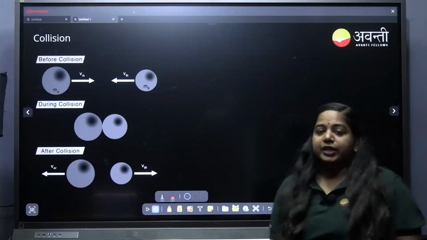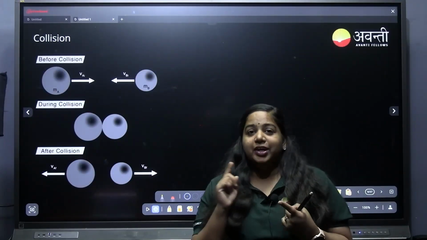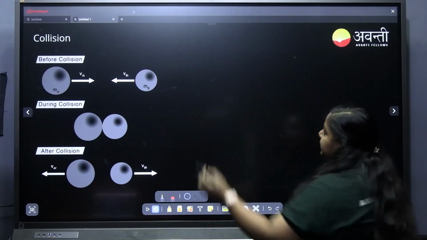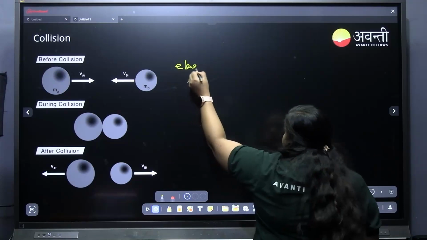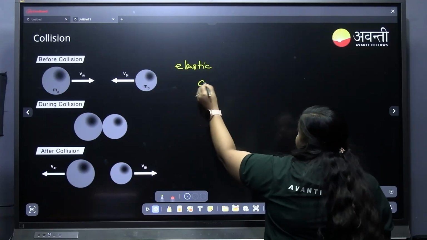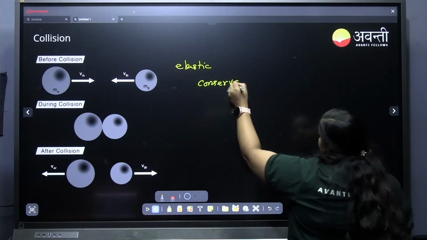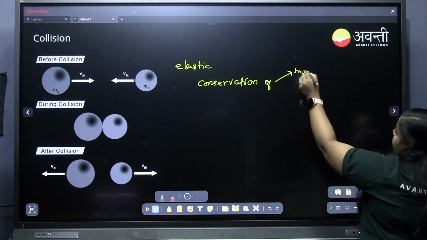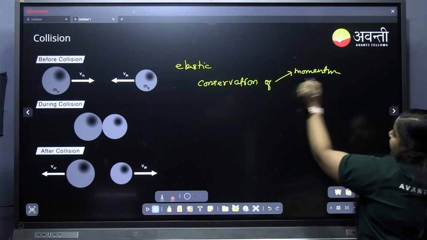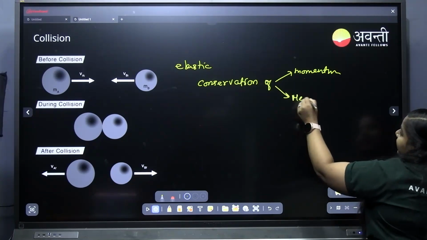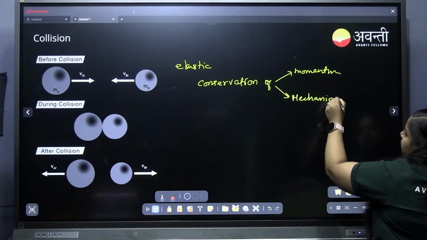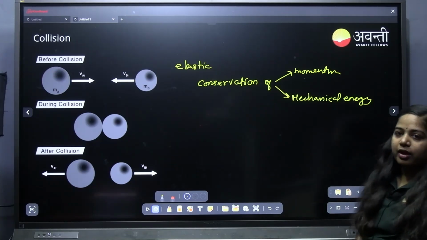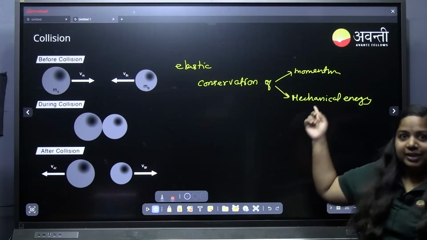In collision, we need to know only two concepts, whether it is elastic or inelastic. If it is an elastic collision, conservation of momentum will be there, and conservation of mechanical energy will also be there. Conservation of momentum we discussed yesterday.